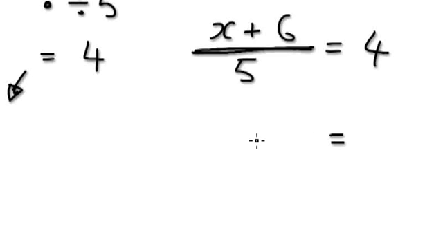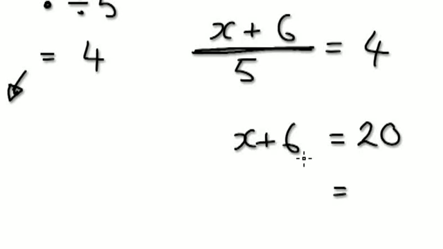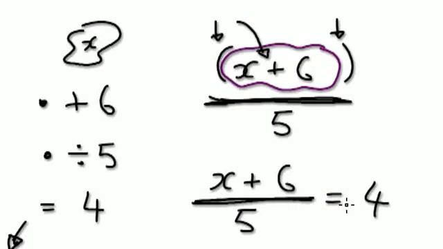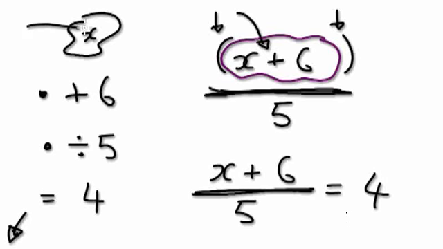Multiply both sides by 5. So on this side it would be this; basically you kill off what's on the bottom. This side would be 20 because I'm multiplying both sides by 5. Now take away 6 from both sides, so that would be 14. So the number that I was thinking of was 14. If you put 14 into here, 14 add 6 is 20, and then divided by 5 would be 4. Okay. So next one.